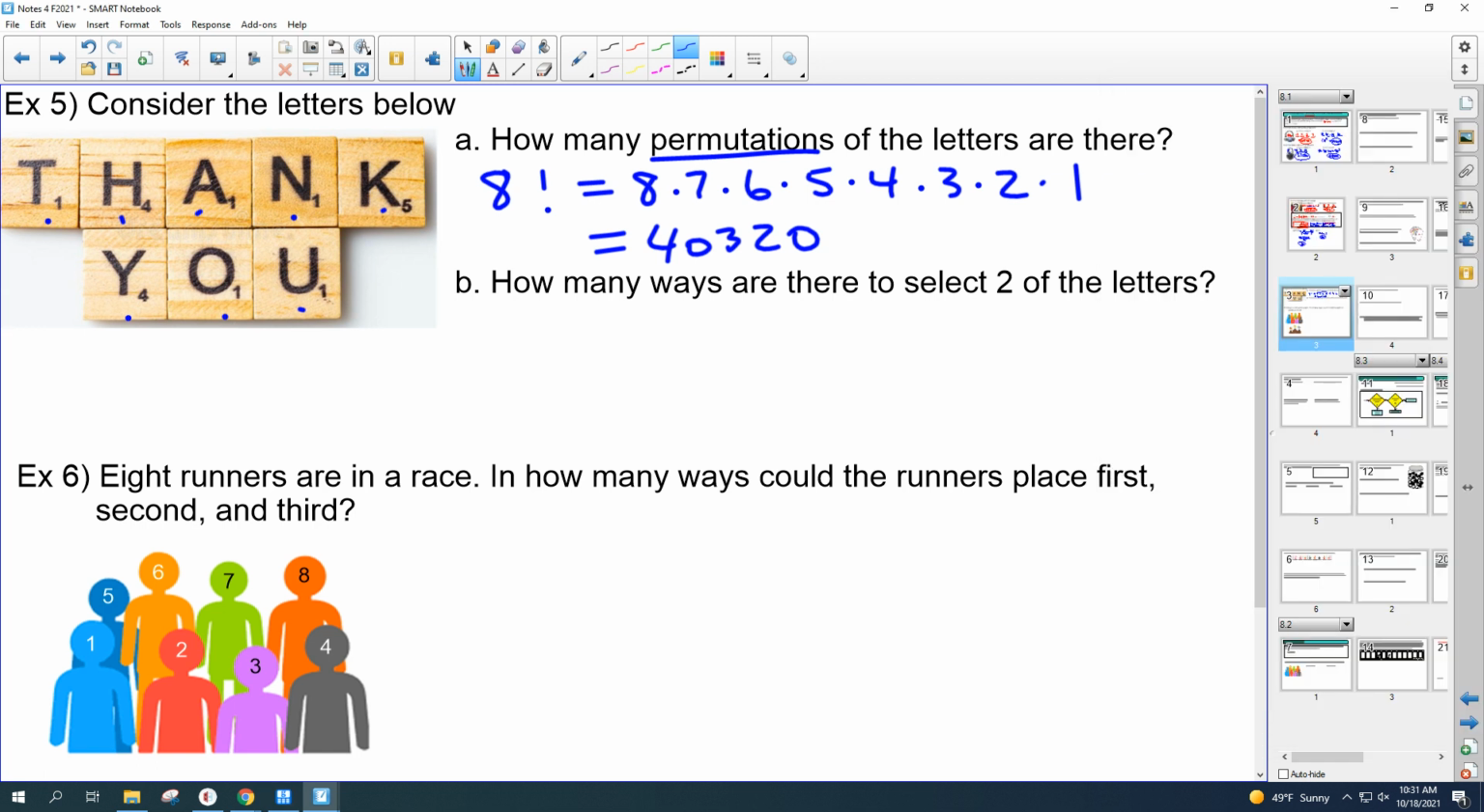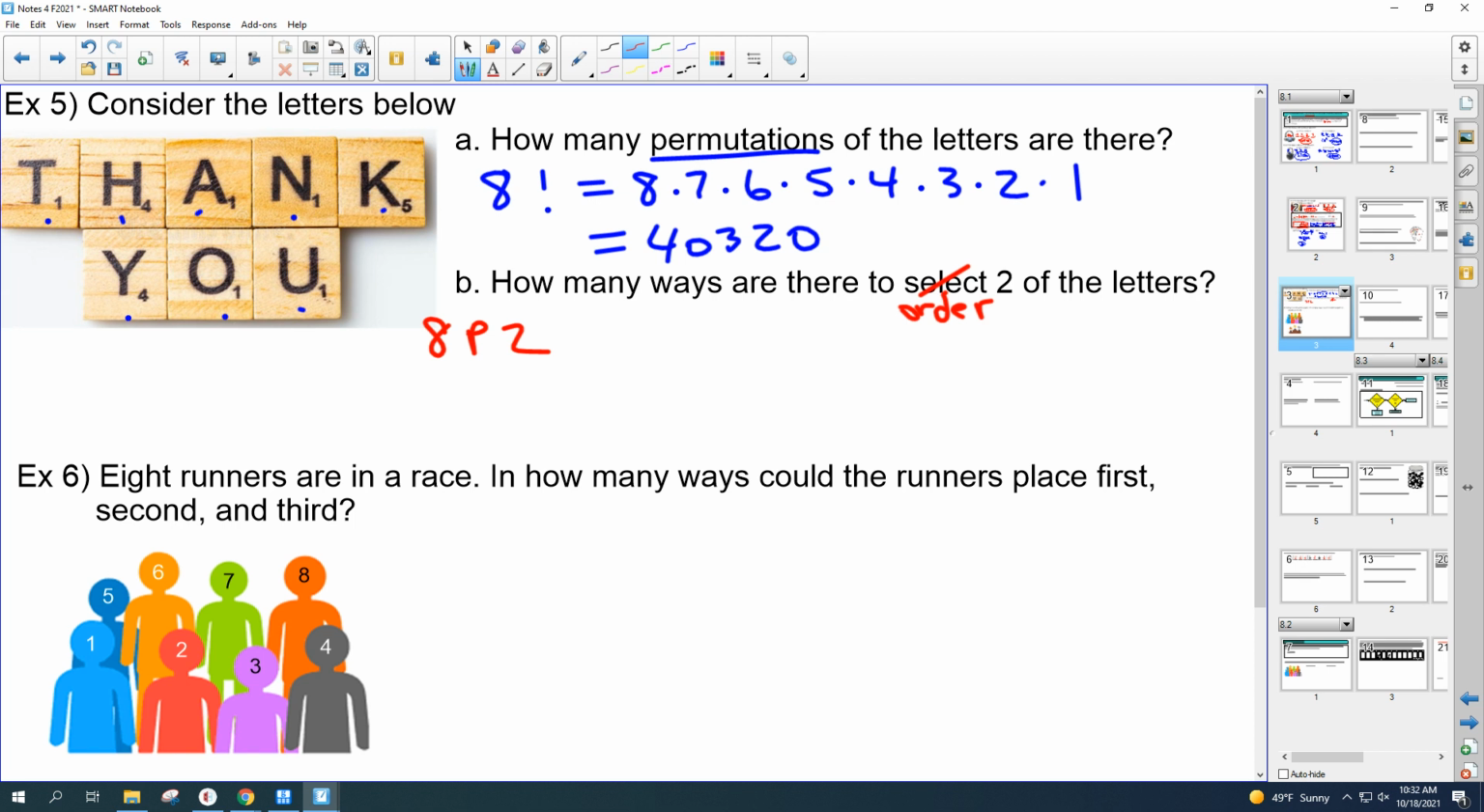Part B says how many ways are there to select 2 of the letters? Okay, and I think the language is a little bit confusing, so maybe it would be easier if I said order 2 of the letters, putting 2 of them in order. So out of the 8, I'm going to put 2 of them in order. That's a permutation.